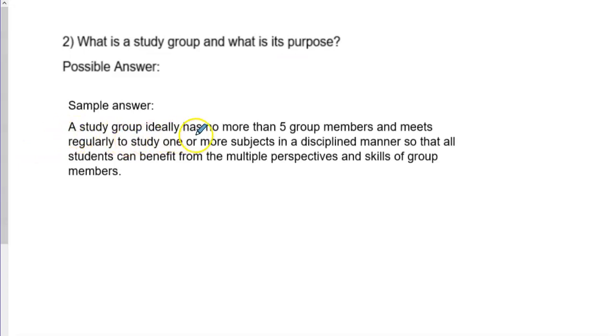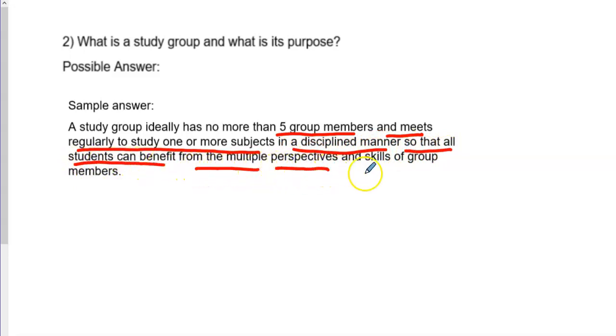A study group ideally has no more than 5 group members and meets regularly to study one or more subjects in a disciplined manner so that all students can benefit from the multiple perspectives and skills of group members. Now, if you look at the definition, we are saying that the members should not be less than 2, right? And no more than 5.